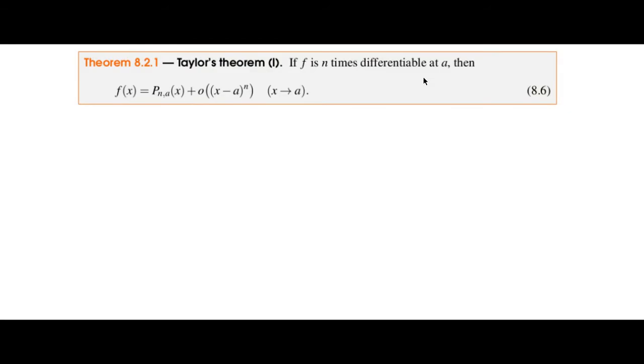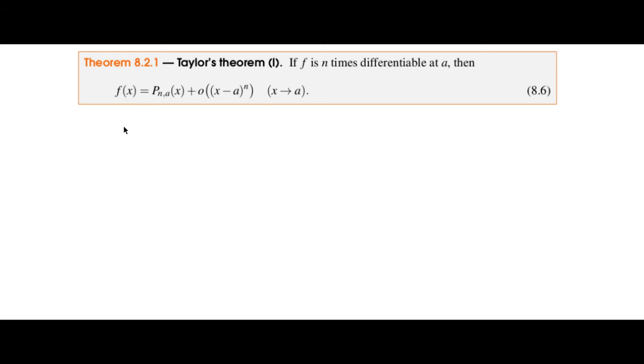The interesting aspect here is what Taylor proved, that's what this is called Taylor's theorem, is that f minus the polynomial we have just seen is small o of (x minus a) to the n when x goes to a, right? This is just the generalization of this technique that we have been doing, right?